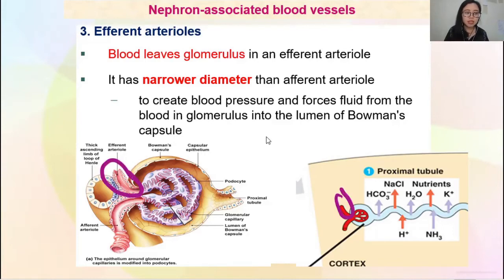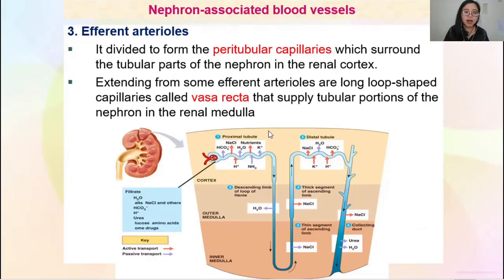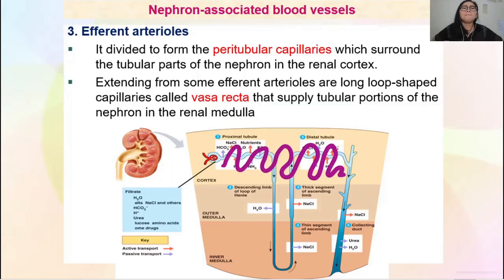So this efferent arteriole, after it goes out from the glomerulus, it will be divided to form the peritubular capillaries, which surround the tubular parts of the nephron in the renal cortex. Apa maksud ayat yang panjang dan membingungkan ini? Maksudnya, bila dia keluar dari glomerulus, dia akan berpecah dan membentuk peritubular capillary yang berada di kawasan ini. Yang saya warnakan dengan warna purple terang.